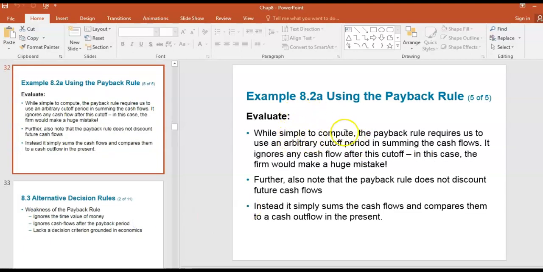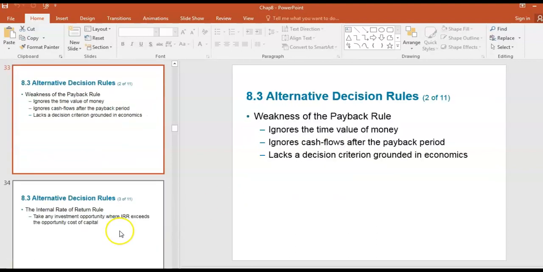One more time, though. Your textbook, I've got language from your textbook in here that talks about arbitrary cutoffs. Let's be really careful. At your firm, that cutoff might not be arbitrary at all. It might be mandatory. It might be necessary. And I think that we shouldn't turn our nose at a rule that's used on a regular basis in industry. It does have some serious limitations, right? So first of all, it ignores the time value of money. Fair point. Again, there are versions of this rule that do account for the timing of the cash flows. It ignores any cash flows that come back after the payback period.